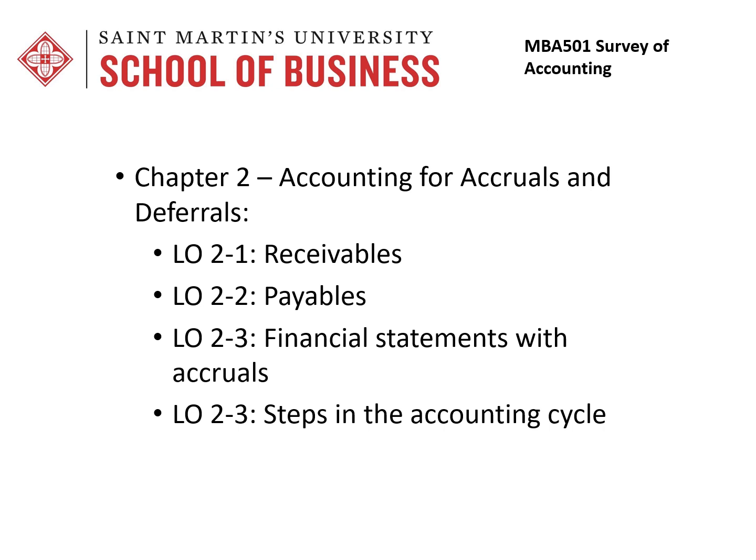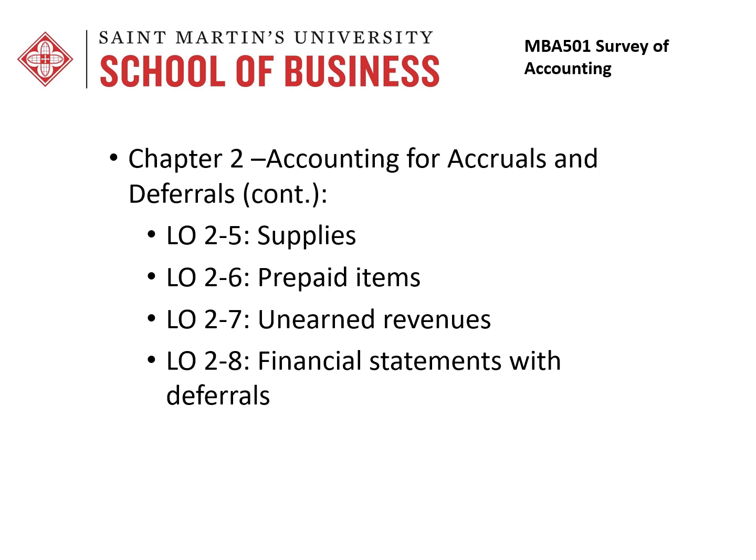And I'll talk about the steps in the accounting cycle, kind of what we do first, second, third, and so forth. I'll talk about some types of deferrals. So that means pushing something out into the future, recognizing it later. That includes supplies, prepaid items, and unearned revenues. And then I'll show you financial statements that contain those types of elements.